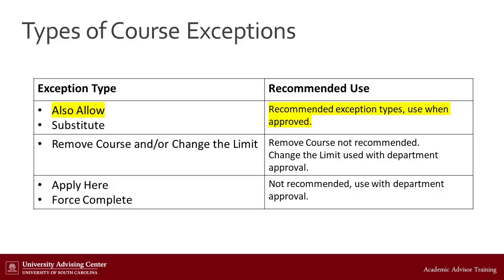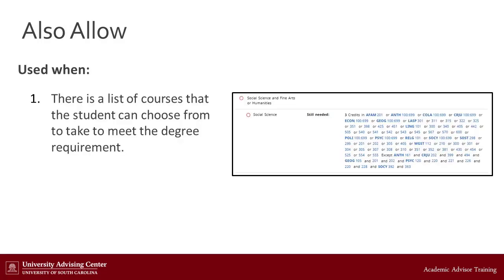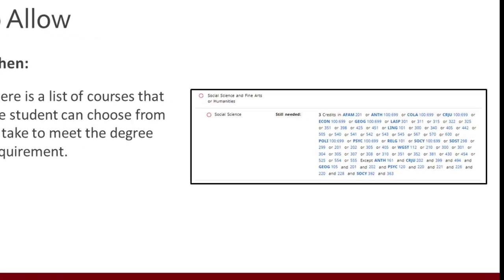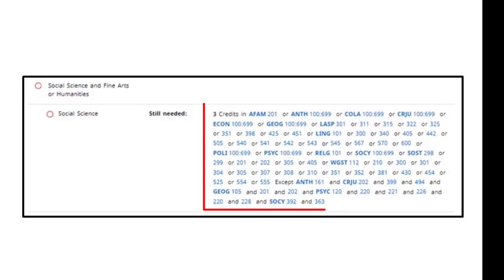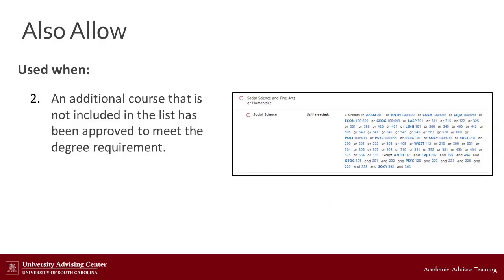Also allow. Also allow is a recommended exception to use when approved. Also allow should be used when there is a list of courses that a student can choose from to take to meet the degree requirement, and there is an additional course that is not included in the list that has been approved to meet the degree requirement. Also allow should also be used when an exception needs to be made for in-progress courses for CPOST purposes.